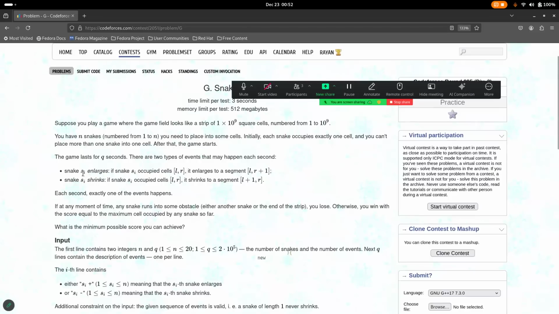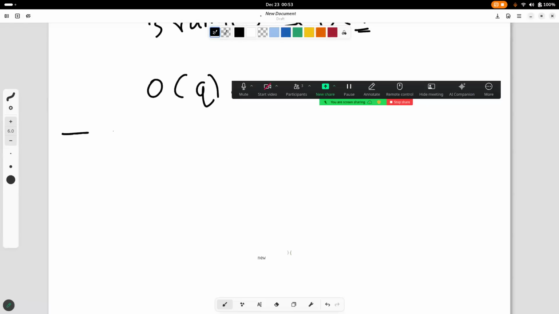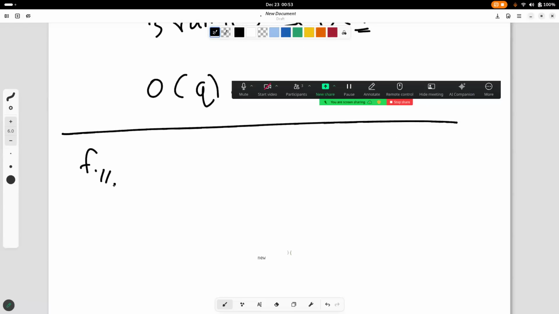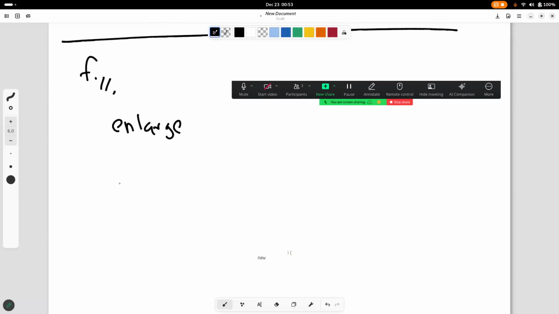In this operation, we are given the number of a snake, between 1 and n. The snake can either enlarge, meaning that if the snake lies from L to R, it can go from L to R plus 1, or it can shrink, meaning it will go from L plus 1 to R. So if we were to visualize this, an enlarge operation would look like this.